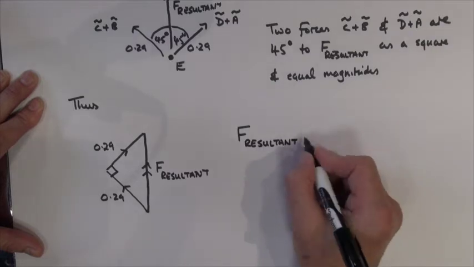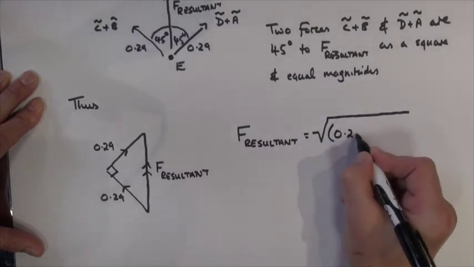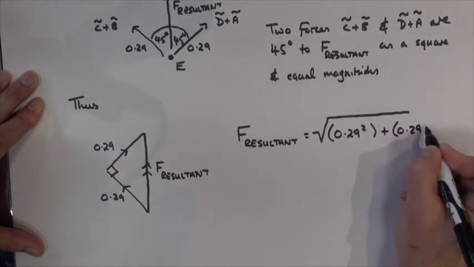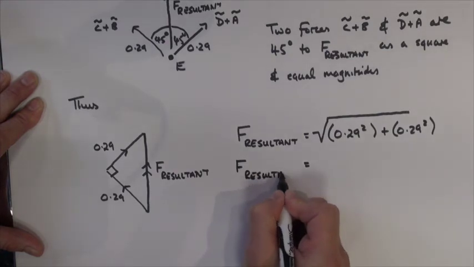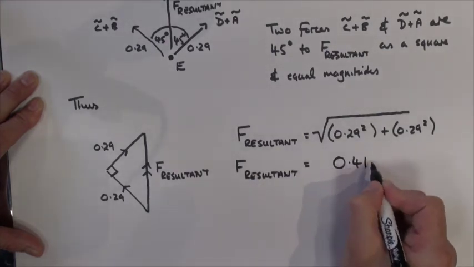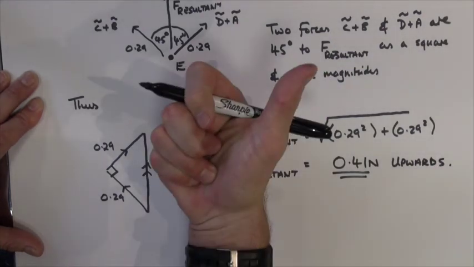So our resultant can be calculated just using Pythagoras. Our resultant will be 0.29 squared plus 0.29 squared, the square root of the whole lot, which will end up with a force of 0.49 newtons in an upwards direction. Well, I hope this makes sense.